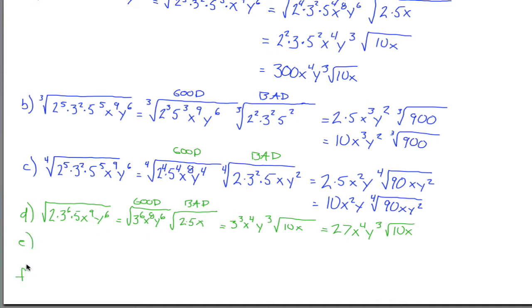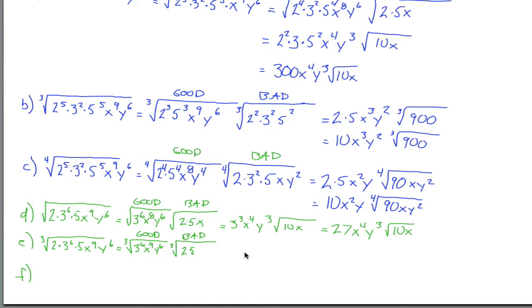2 more, E and F. They're going to follow D a lot, except now instead of being square roots, they're going to be cubed roots. So the cubed root of 2 times 3 to the 6th times 5 times x to the 9th times y to the 6th. You can break that up as 2 different cubed roots, a good one and a bad one. And let's see, 2, there's just one of them, got to put it over here. 3 to the 6th, I can think about that as 2 different groups of 3s, so I can put them all over here. 5 doesn't have triplets, so they go over here. X to the 9th all goes on the good side, and y to the 6th all goes on the good side.